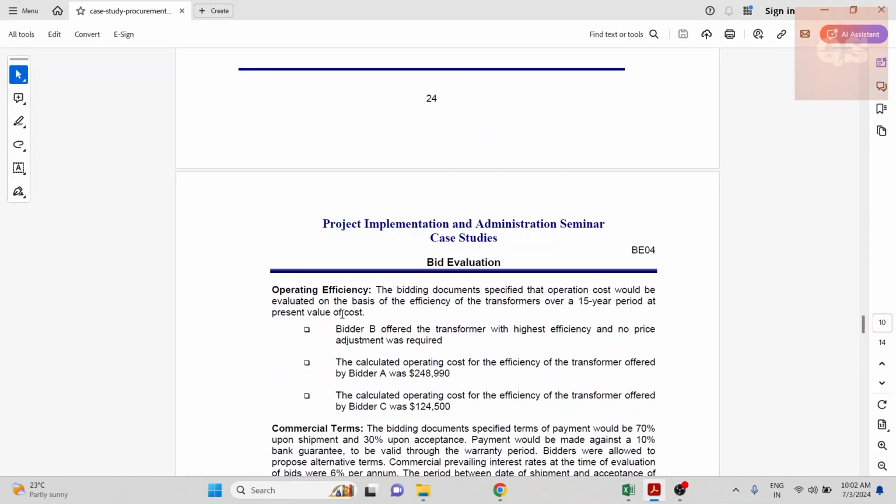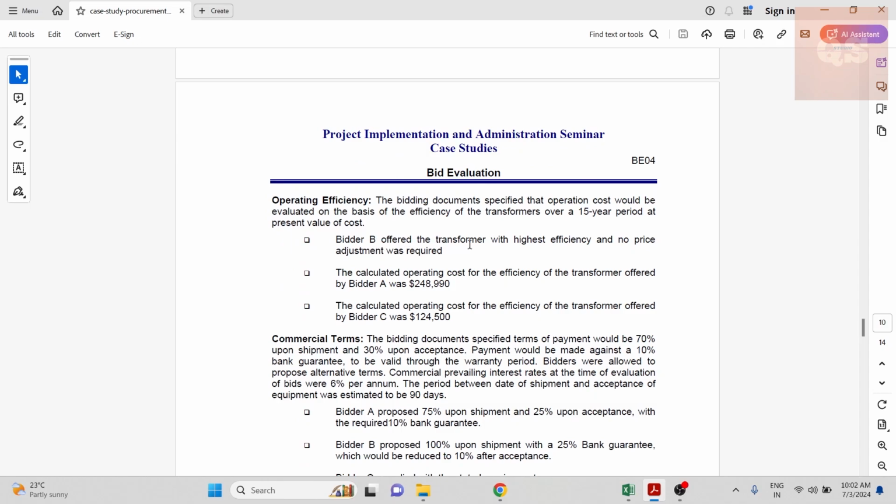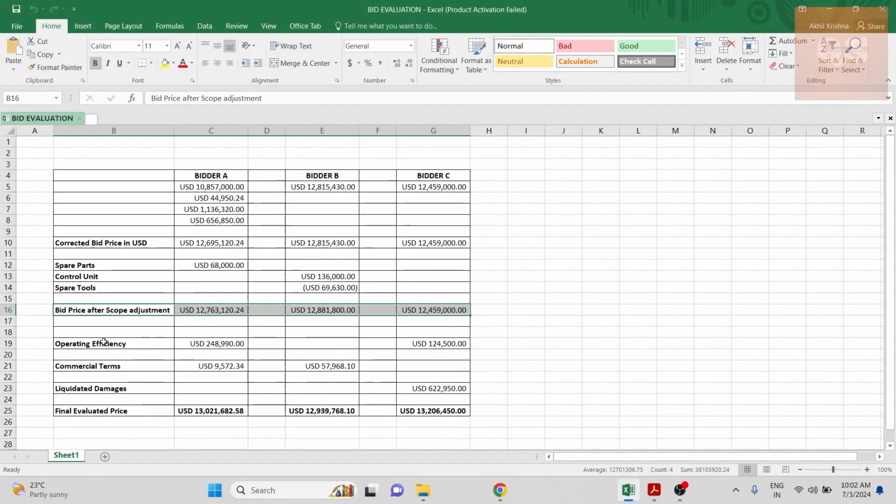So next is the operating efficiency. That is something related to the transformer. Here in operating efficiency, the bidding document specified that operation costs would be evaluated on the basis of the efficiency of the transformer over a 15-year period. Bidder B offered the transformer with the highest efficiency and no price adjustment was required. So for bidder B, it's fine, we are not adding anything.